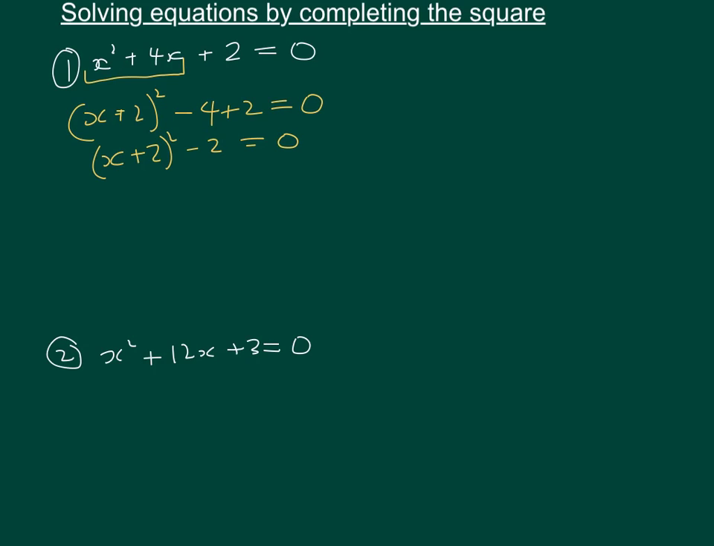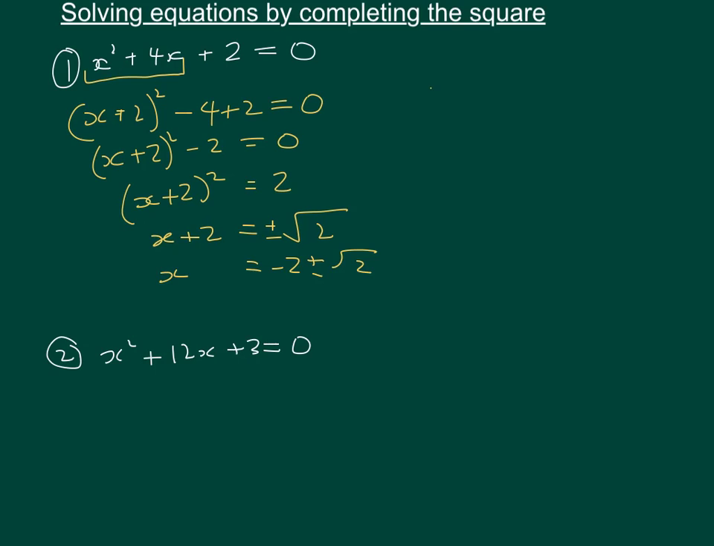And then we need to rearrange and solve for x. So we're going to make x the subject, so we'll have x plus 2 squared equals 2. Square root, so we'll have x plus 2 equals plus or minus square root of 2. And then x equals minus 2 plus or minus root 2.